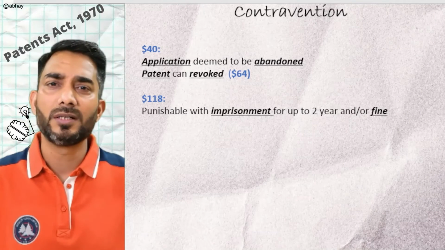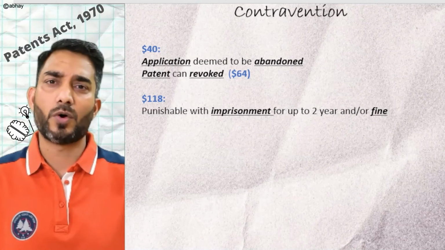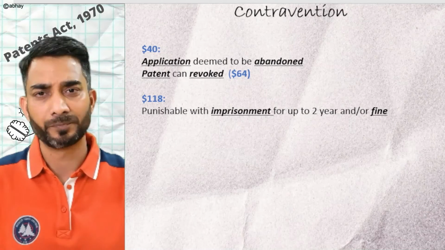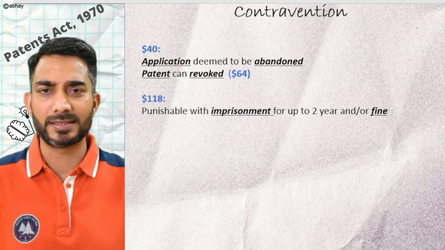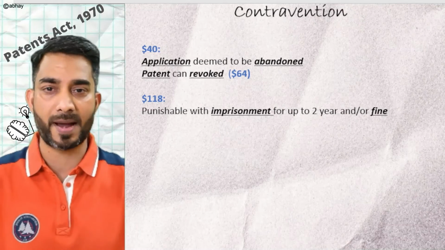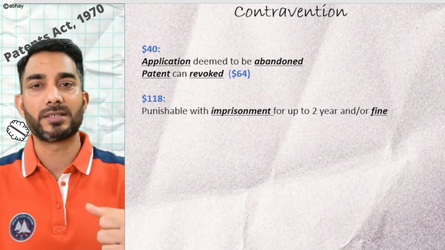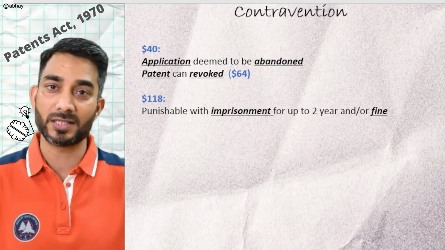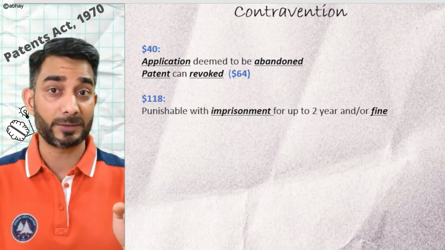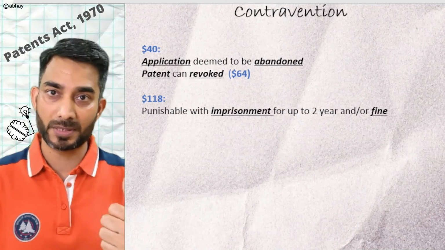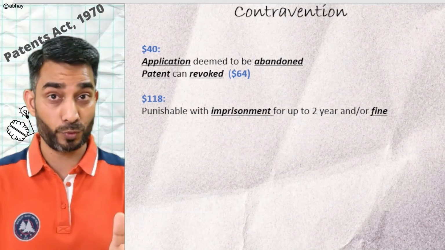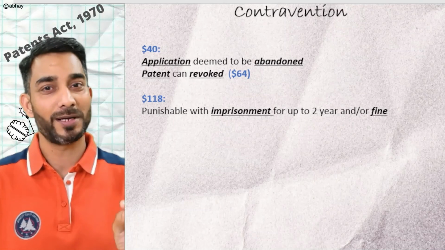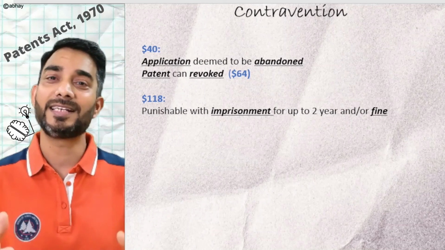As per Section 40, if the applicant on whose application the secrecy provision was invoked didn't follow it, communicated the information, or filed an application outside India, the pending application will be considered as abandoned. Or, in case a patent was granted, that patent can be revoked under Section 64. We'll learn about it when we start the next phase of the video series. Along with that, as per Section 118, such an act is punishable with imprisonment for up to 2 years and/or a fine. Enough deterrence for you to comply with the secrecy provisions in the interest of the defense purposes of our own nation.